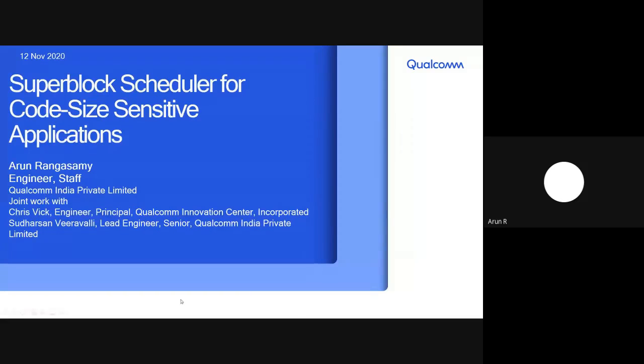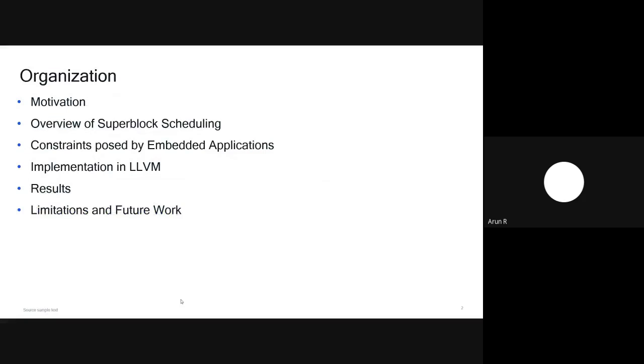Thank you very much, Rupesh, for this opportunity and this nice interaction. So today we'll talk about Superblock scheduling for code sensitive applications. This is going to be the organization of the talk. We'll first start with motivation, and then we'll go with an overview of Superblock scheduling. After that, we'll see what constraints posed by embedded applications make this challenging. Then we'll see how we have implemented it in LLVM and share our results. We'll also see the limitations of the current implementation and look at the scope for improvement.